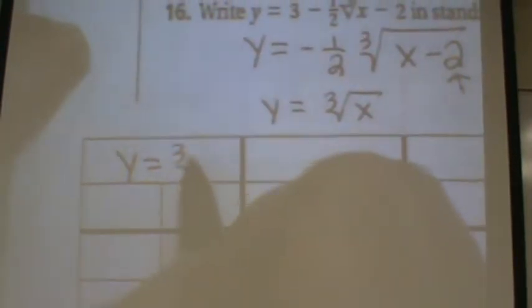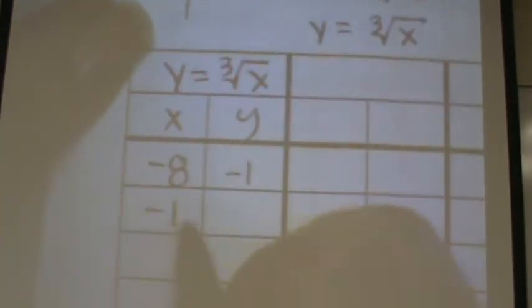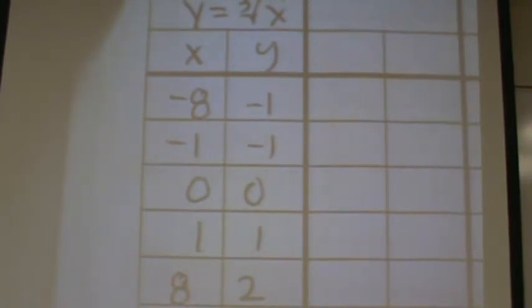What are the numbers we're going to play with here? We're going to play with -8, -1, -1, 0, 0, 1, 1, and 8, 2. We're going to play with those 5. Wait, change that. Negative 8 goes with negative 2 for y. Oh, I'm sorry, negative 2, sorry. We're going to play with those numbers. Get in the habit of doing those 5 for this one.